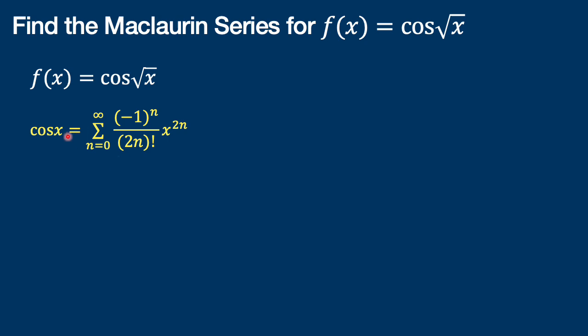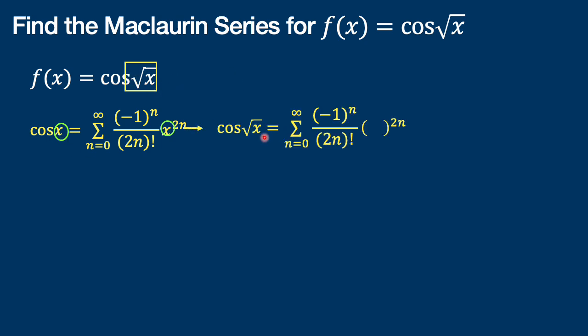In this case, the only difference is that our function is cosine square root x. In the Maclaurin series for cosine x, we're going to replace x by square root x. That's what we're going to do. So we have cosine square root x, where x is replaced by square root x right here. That's going to be this form: the sum of negative 1 to the n over 2n factorial times square root x to the 2n.